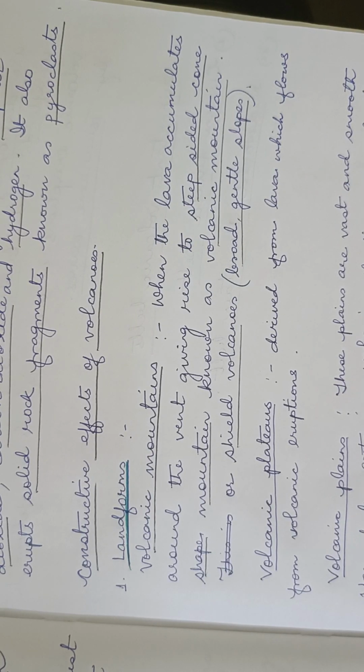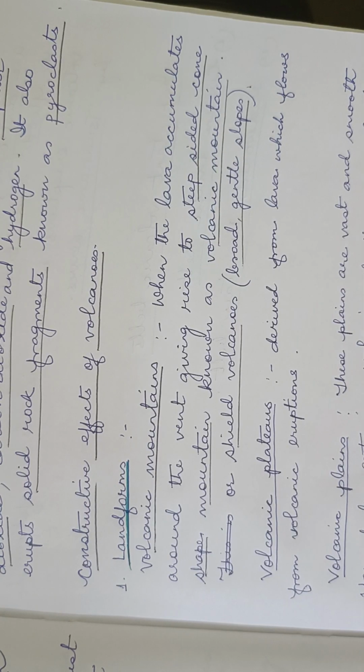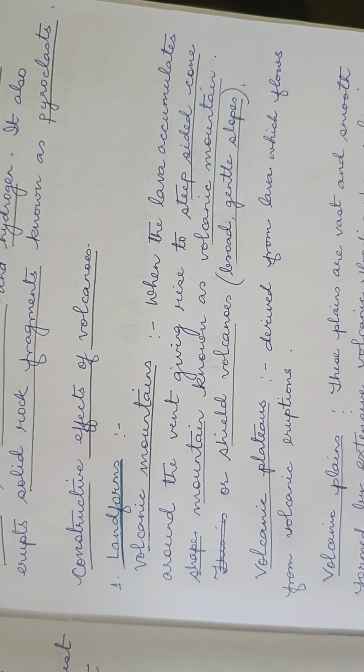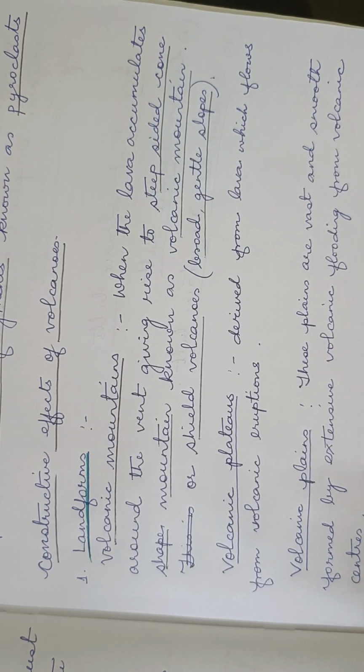Usually it occurs if the lava is acidic in nature. Then the lava, as soon as it comes out, solidifies quickly and it forms a very steep-sided cone known as volcanic mountain. If the lava is basic in nature, then the lava is very fluid. It will flow through a long distance. As a result, it will form a mountain with broad shape and having gentle slope, which is also known as shield volcanoes. Broad or dome shaped with gentle slopes.